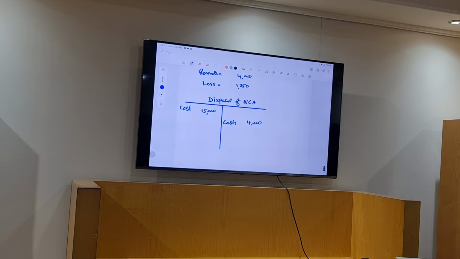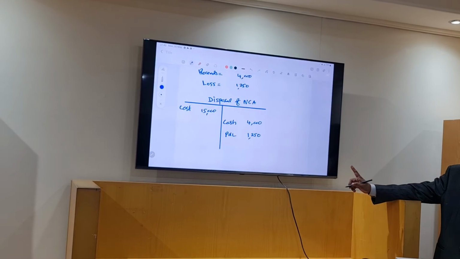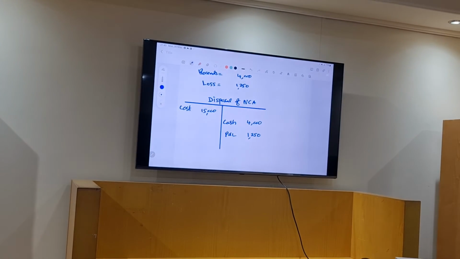In this situation, we are incurring a loss of 1,250. If it is a loss, in the profit or loss account is it a debit or credit? Debit. When they say that because of the sale they are incurring a loss, that means in your profit and loss account you should debit that. So that means we have to credit here.